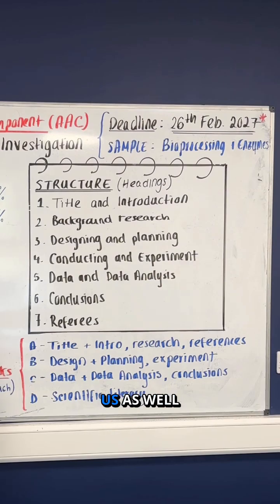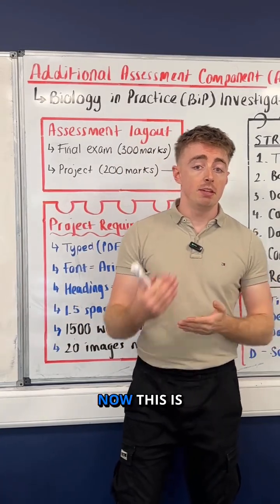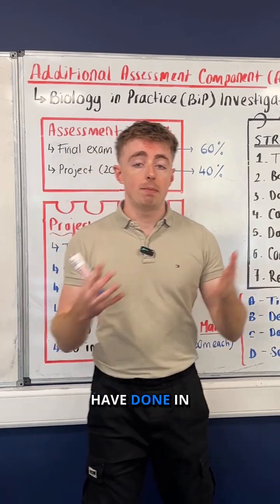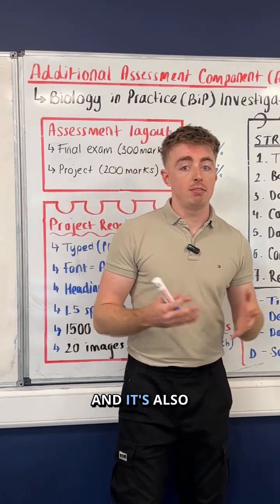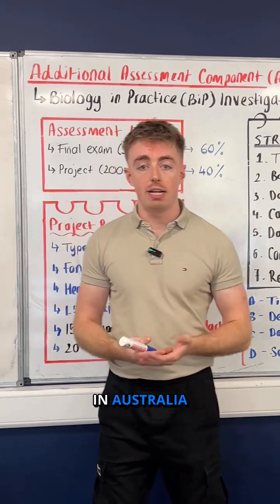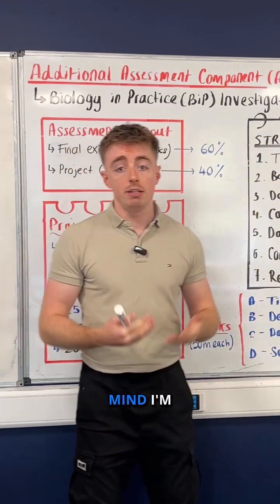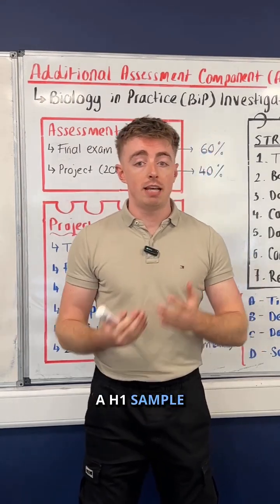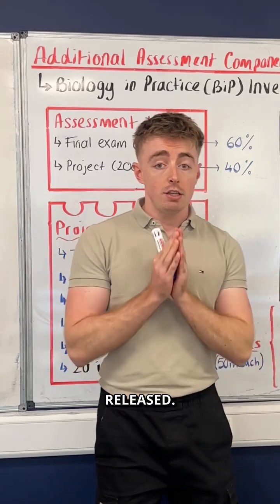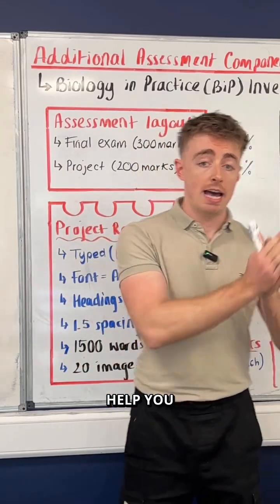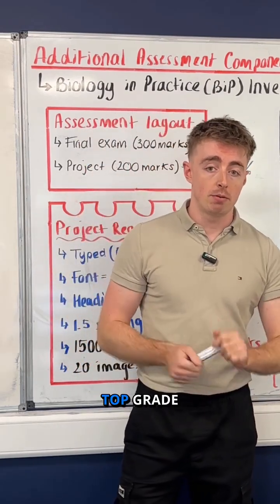What they have given us as well is a sample, which is about bioprocessing and enzymes. Now, this is quite similar to what some of us would have done in the past with coursework B in the old junior cycle or the old junior cert. And this is also very similar to what we carry out in Australia with assessments with our younger year groups. With that in mind, I'm going to prepare you a H1 sample answer for the Bioprocessing and Enzymes project that was just released. Use that as a guide to help you become familiar with this particular layout, which will help you obtain that top grade next year.